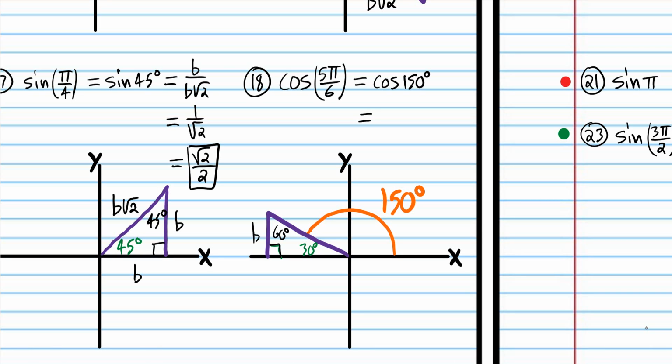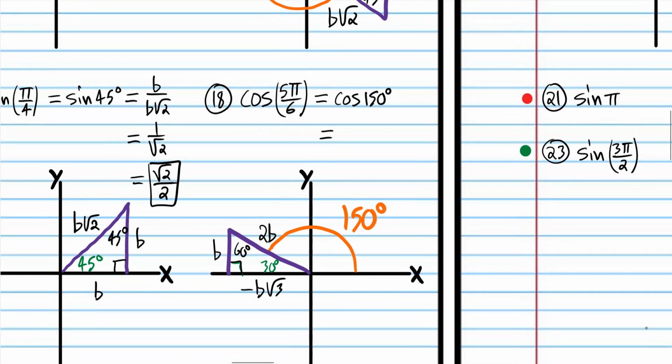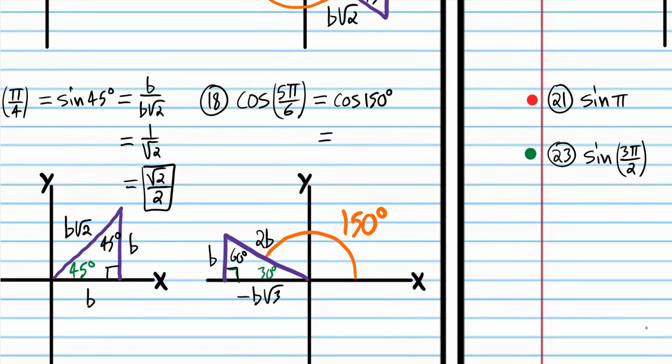So if this side is B, then this side is B root 3, and this side is 2B. But I forgot something. What did I forget? This side has to be negative, right? Okay, so cosine is the side adjacent the green reference angle divided by the hypotenuse. And so we have negative root 3 over 2. That's the final answer.